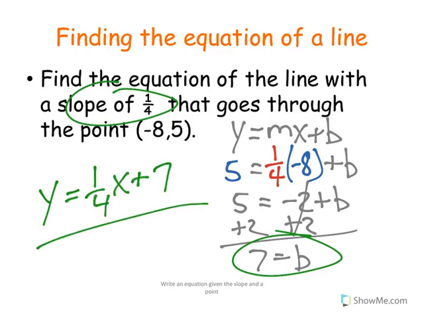How could we check it? Well, what would we do? We'd substitute all the information. We'd say, okay, let me substitute 1/4, let me substitute negative 8, let me substitute 5, and let me see if it works. And you're going to get 1/4 of negative 8 is negative 2, and negative 2 plus 7 is 5, and there's your check.